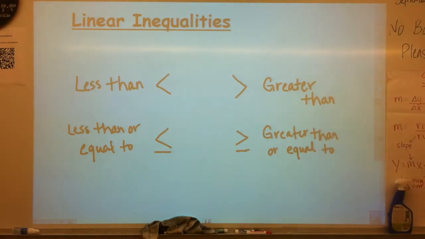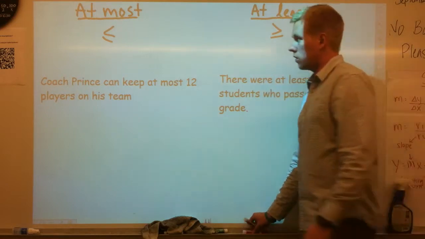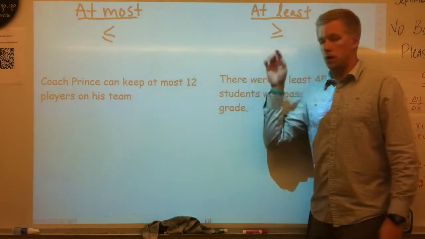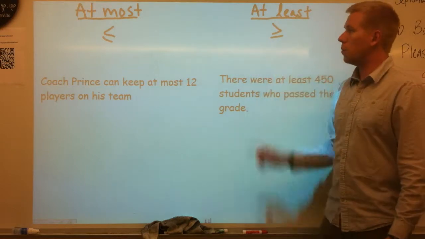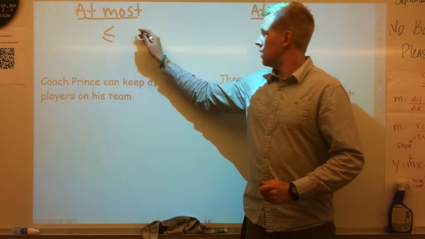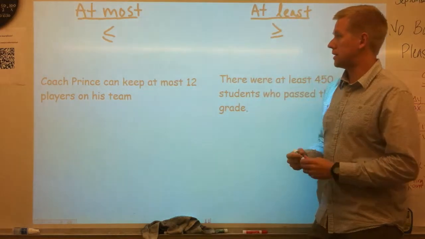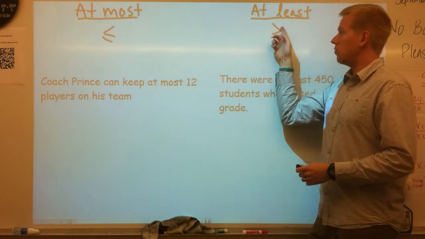With these symbols, we're going to practice using them. And the two keywords that we need to know when we go to real world problems. The first keyword is at most. At most is always going to be the less than or equal to symbol. Okay? At most is less than or equal to. At least is going to be greater than or equal to.